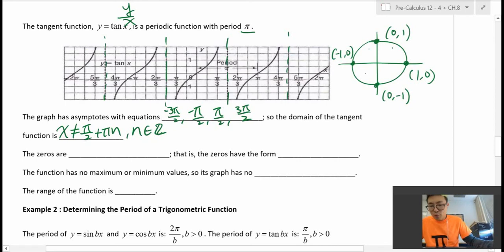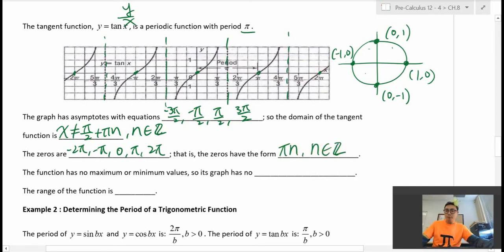Okay, the zeros are when y equals 0. So really think about the sine graph, because whenever sine is 0, tangent is going to be 0 because you're looking at 0 divided by something. Anyways, if you look at this graph, it's at negative 2 pi, negative pi, 0, pi, and 2 pi, here and here. So it has the form of pi n, and n is an element of integers.